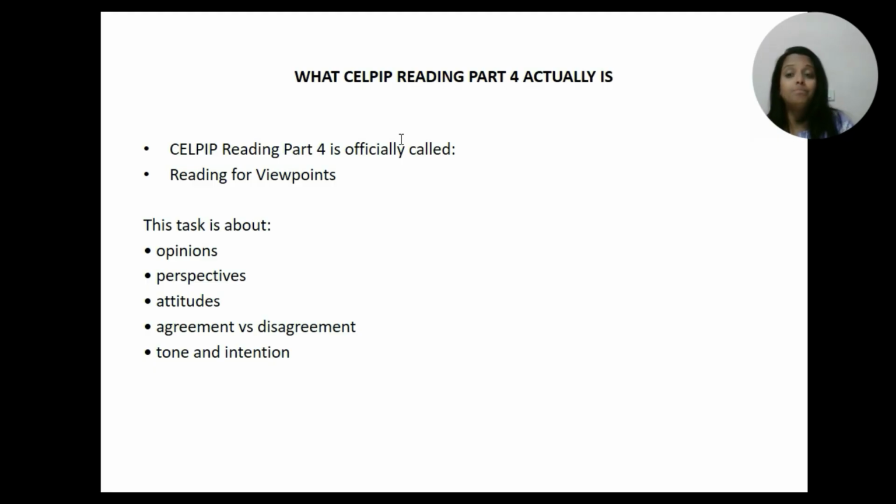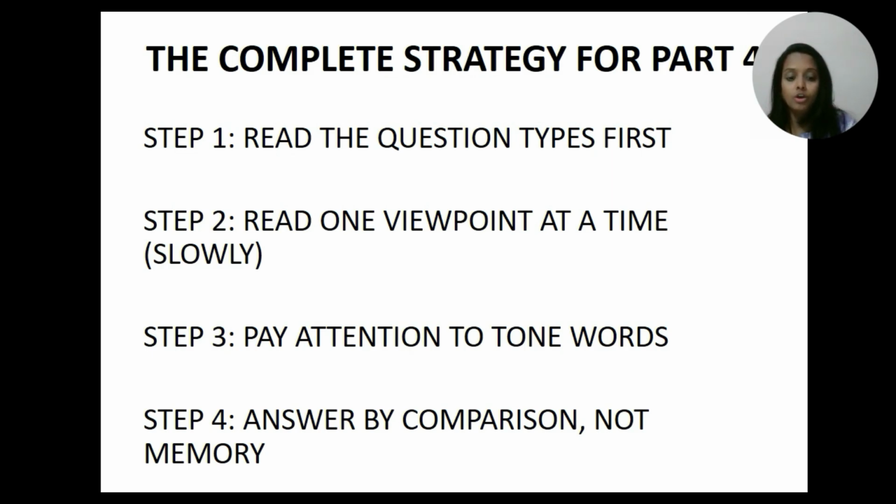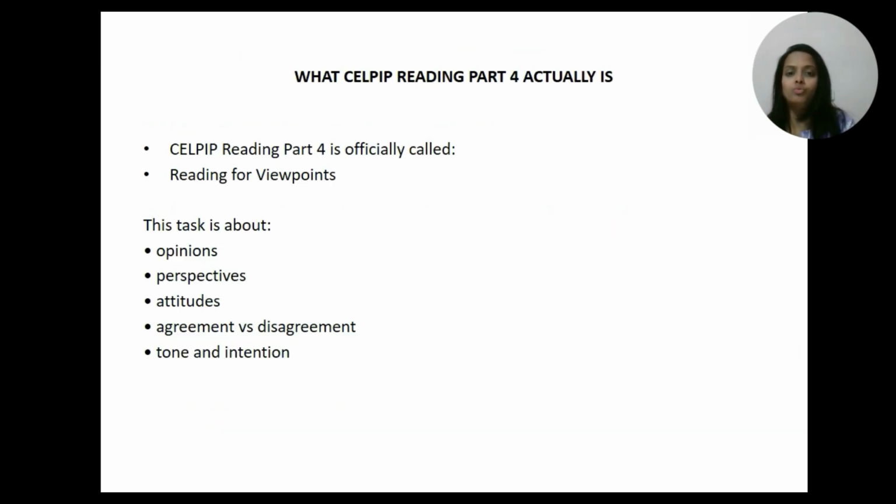This is mental comparison. In part 4, you will see one topic, often social, workplace, community, or policy related, and multiple short texts, usually 3 or 4. Each text is written by a different person, and each person has a different viewpoint. Then you answer multiple choice questions asking who thinks what, who agrees, who disagrees, who would support something, so many things you will be getting.